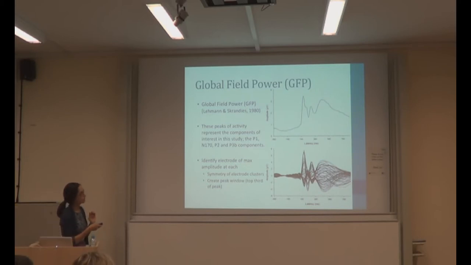So we take the electrode of maximum amplitude for that component of interest, find its peak, and then create a window to examine, about the top third of the peak. So for the first 3, because they're quite brief visual components, that tends to be a window of about 40 milliseconds, but for the P3B, which is a lot broader, it's a larger window.